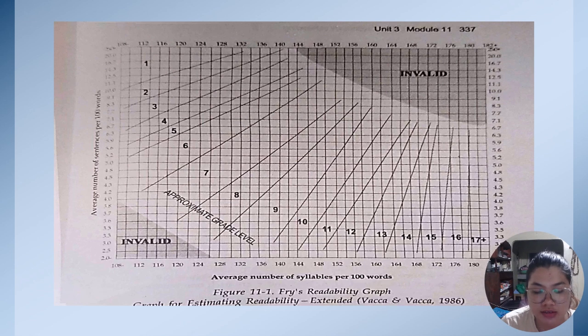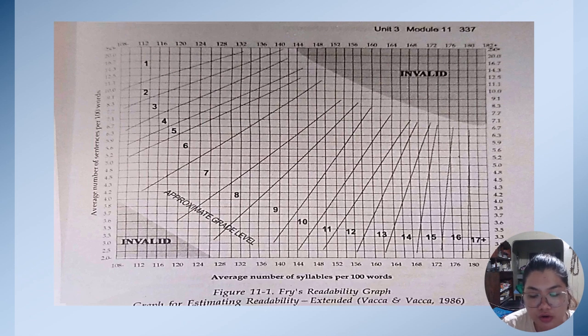As you look at the center of the graph, you will notice the grade level bands range from first grade to 17th grade. 11th grade is the freshman year of college, 12th grade the sophomore year, 13th grade the junior year, and the 14th grade is the senior year.